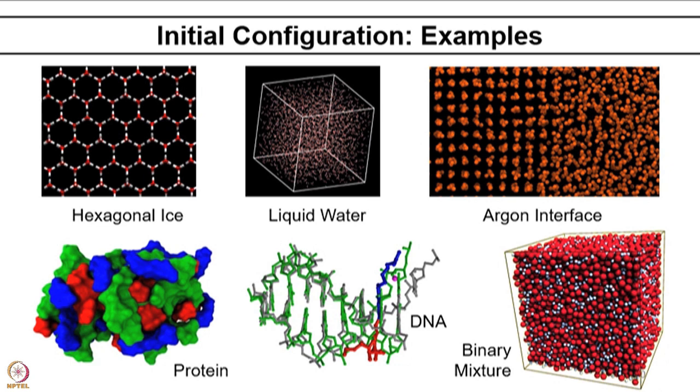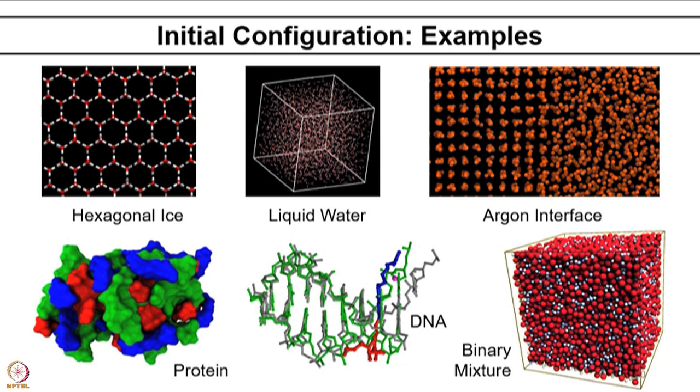The other example is argon. Let me start with argon, which is a crystal, and let's say I create an interface along the coexistence line of the liquid and solid. Then you can see that on the left hand side we have the argon FCC crystal. On the right hand side we have the random liquid, and the very sharp boundary between them.